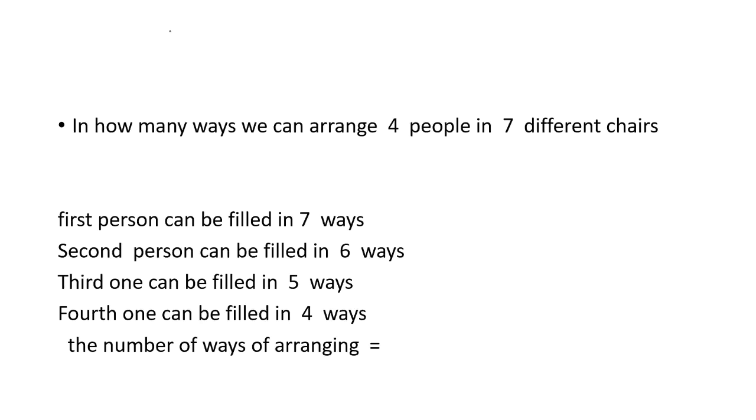So we have 4 people and we have 7 different chairs. Now, in how many ways can we arrange these 4 people in 7 chairs? The first person has 7 options. I can fill the first person in 7 ways. And similarly, I can fill the second person in 6 different ways. After filling the first person in 7 different ways, one chair will be occupied. I will be left with 6 more chairs. Therefore, I can fill the second person in 6 ways.